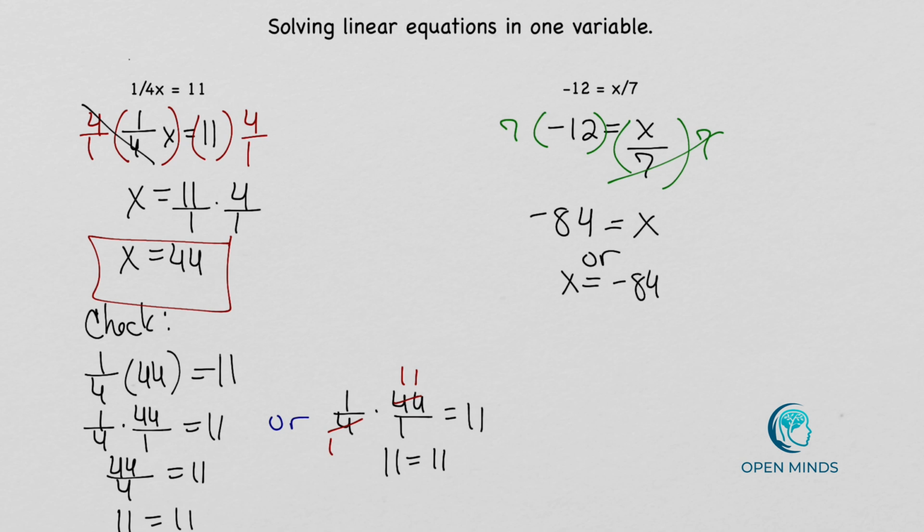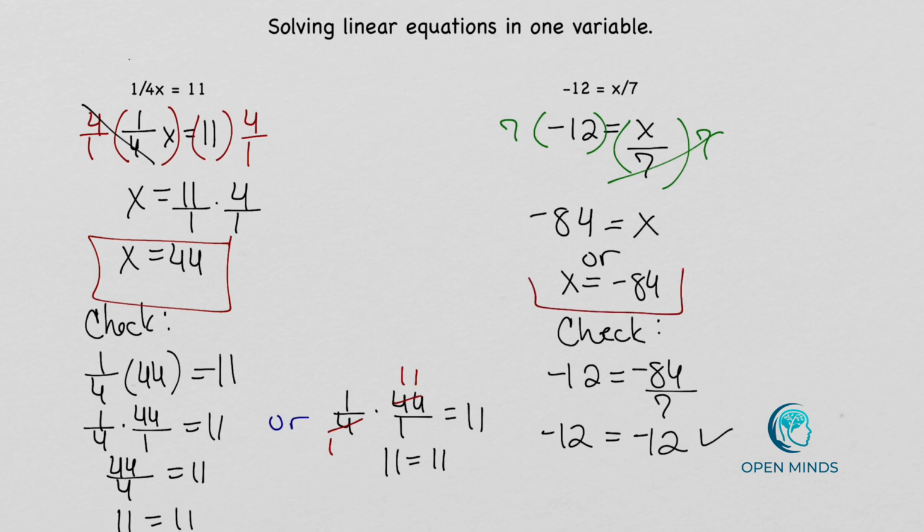Then we're going to do the last thing. We're going to check to make sure that this is indeed -84. So I'm going to plug that in place of x. When I divide 7 into -84, it indeed gives me -12, if you remember your multiples of 12. So this checks out. So x equals -84. All right, so that is solving linear equations in one variable.